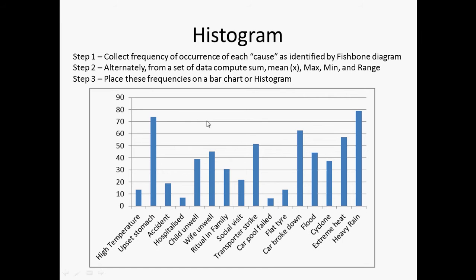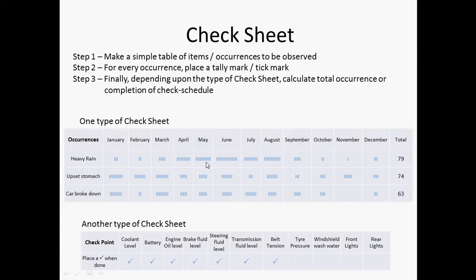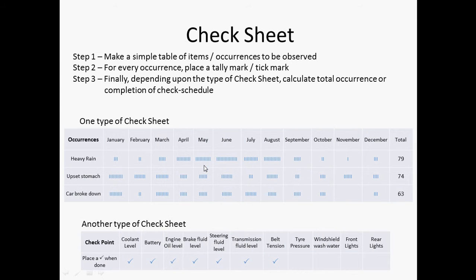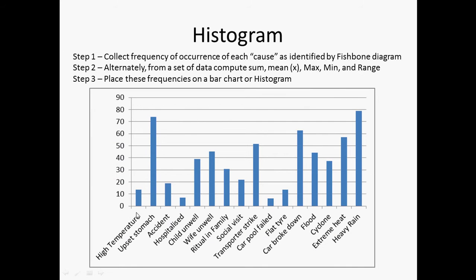Next is the histogram, where we collect the frequency of occurrence of each cause identified by the fishbone diagram. There's a list, and there's a number. So what I do is I make a visual of that number and the list. High temperature, there were about 12 occurrences, upset stomach, so many occurrences, accidents, so many occurrences throughout the year.